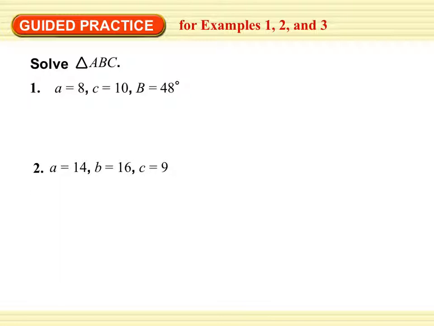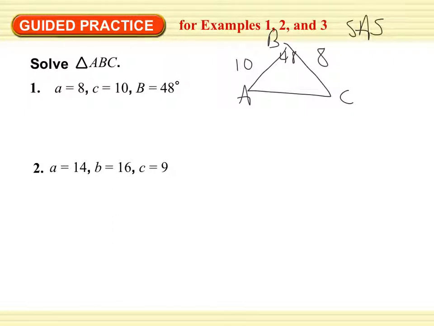Guided practice. Go ahead and try these on your own. The first one looks like I have, sorry, it phased out for a minute. I just don't know which one I have. So I've got A is 8, C is 10, and angle B is 48. So I have side angle side, so I can use the law of cosines. I'm going to go ahead and solve it really quick on my own, and you can solve it too and check your answer. I'll be right back.